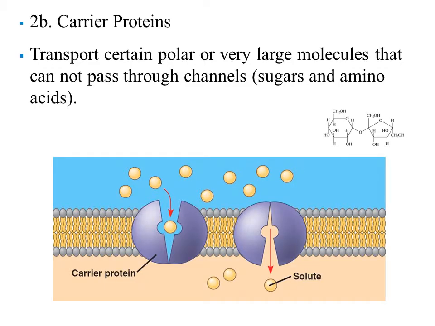The second protein that moves molecules is a carrier protein. This is going to transport certain polar or very large molecules that cannot pass through the channels. Some examples are larger sugars like a disaccharide and some amino acids.